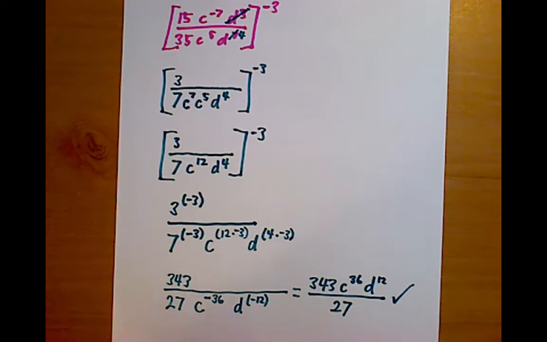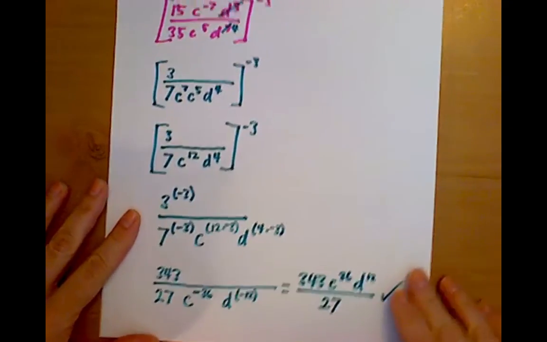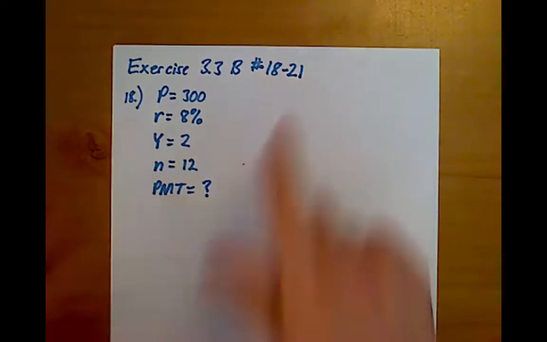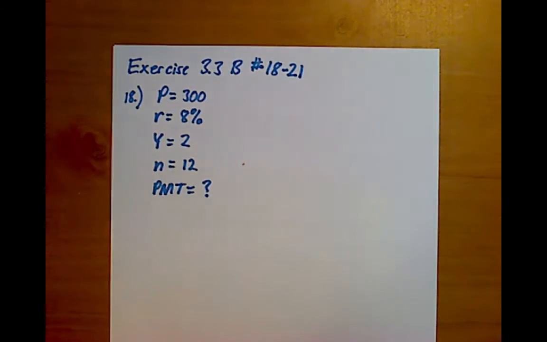Pretty fun. All right, let's go on to the next one. For exercise 3.3b, numbers 18 through 21.